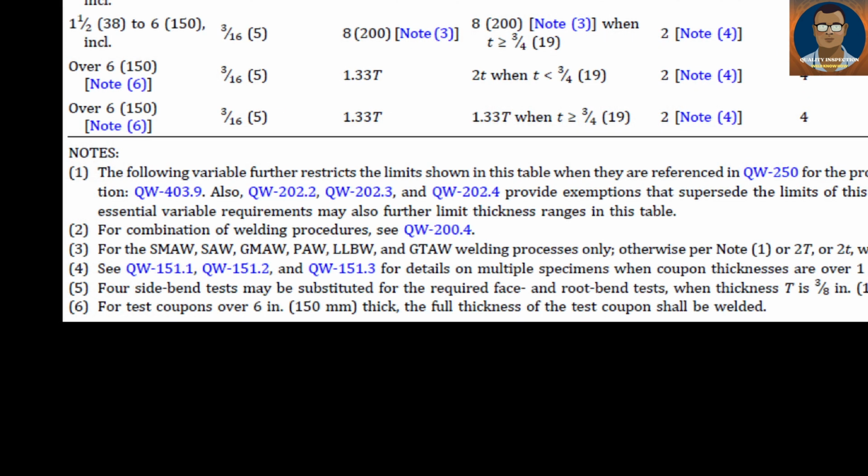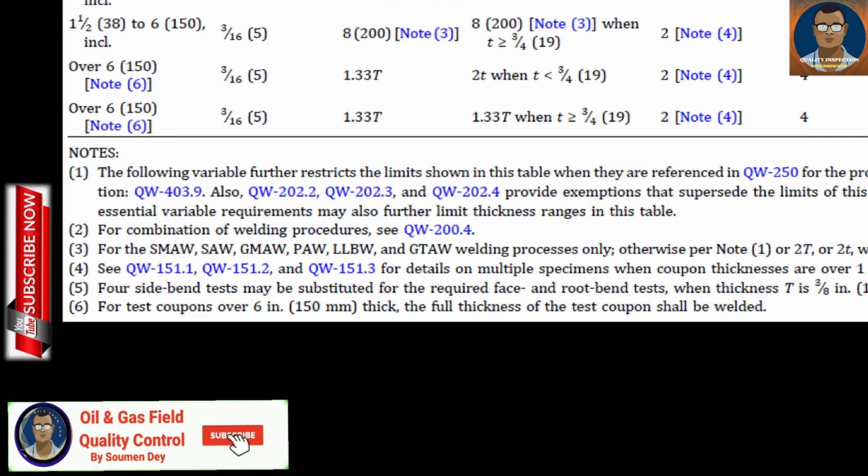The type and number of tests required you can see during the PQR. You need to see how many tests to do, and you need to carefully read the notes provided below. There are several conditions. So if you follow this QW451.1 table, it is the most useful table required to qualify any PQR through ASME Section 9.